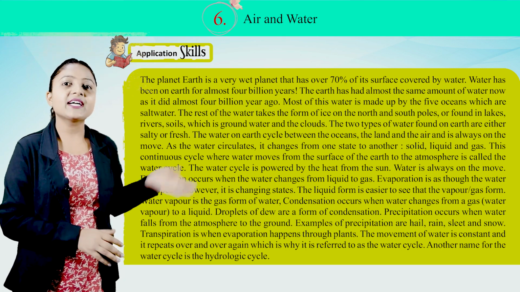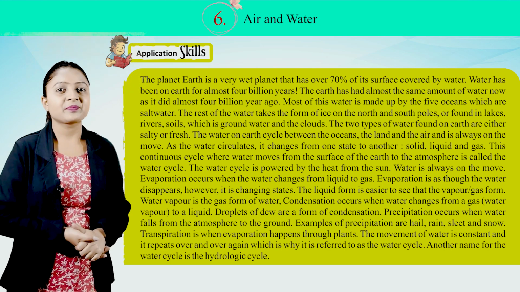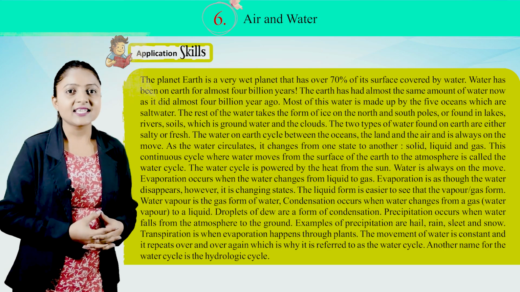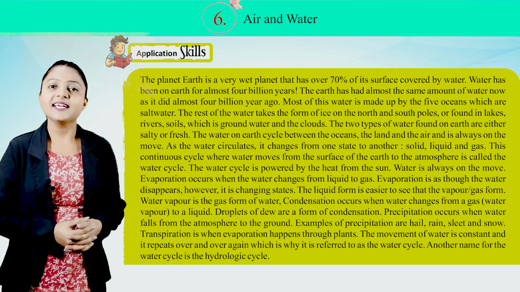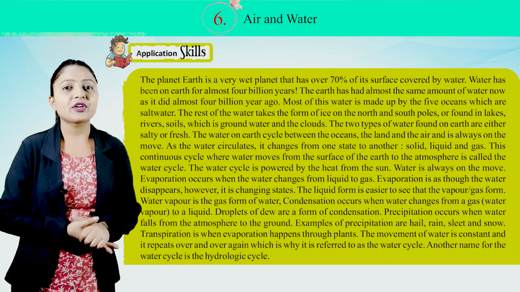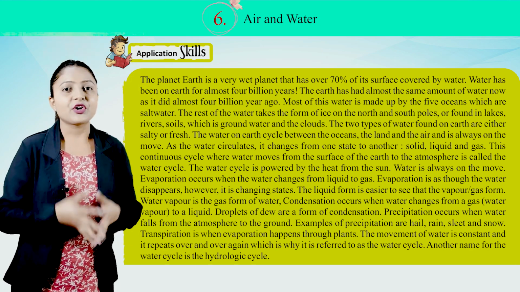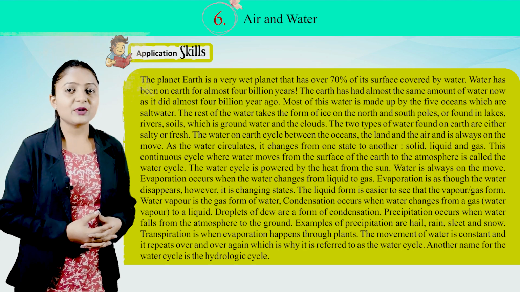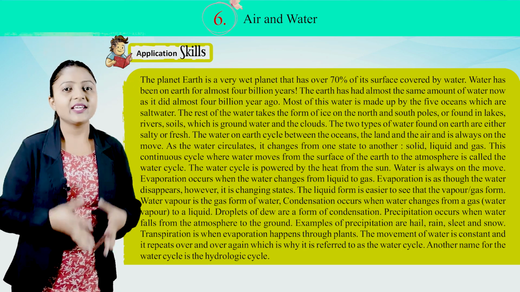The rest of the water takes the form of ice on the north and south poles, or is found in lakes, rivers, soil, which is groundwater, and the clouds. The two types of water found on earth are either salty or fresh. The water on earth cycles between the oceans, the land, and the air, and is always on the move.